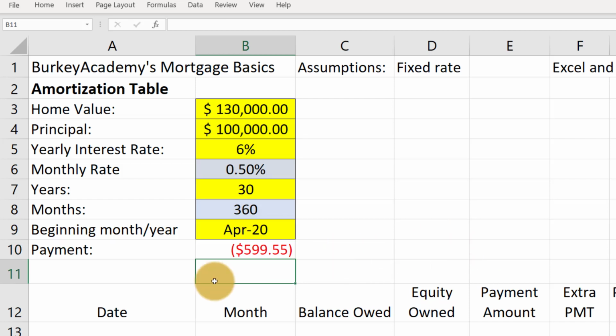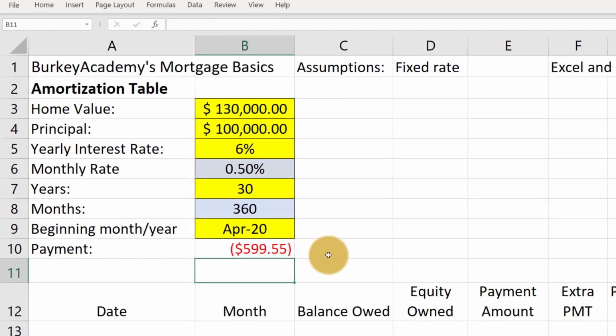And this tells us that our payment would be $599.55 per month. And it's in red, and it has parentheses around it. And that's Excel's way of telling us that in its mind, a payment is a negative thing, right? That's money coming out of your account. So we'll have to remember that when we do our calculations.